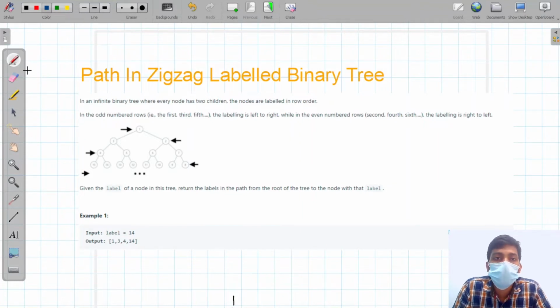So today in this video we are going to discuss a question that is path in zigzag labeled binary tree. So what is given in this question? Let's discuss just this line first. What is this line saying? That in an infinite binary tree where every node has two children, the nodes are labeled in row order.